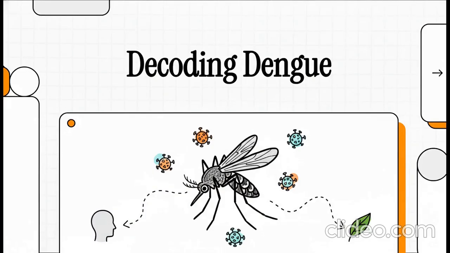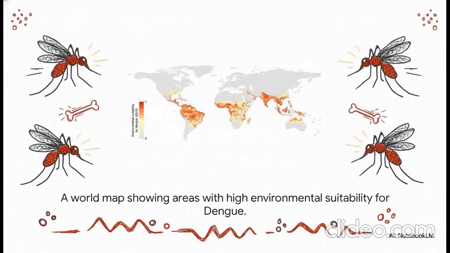Welcome to The Explainer. Today, we're going to be decoding one of the fastest-spreading mosquito-borne diseases on the planet, dengue. Okay, let's jump right in. Just take a look at this map. All the red and orange, that's where dengue can thrive. We're talking about a huge portion of the globe. This virus has a nasty nickname, breakbone fever, and that's for the absolutely brutal pain it can cause. It puts nearly half of the entire world's population at risk.